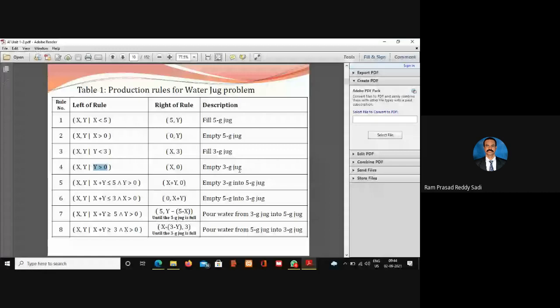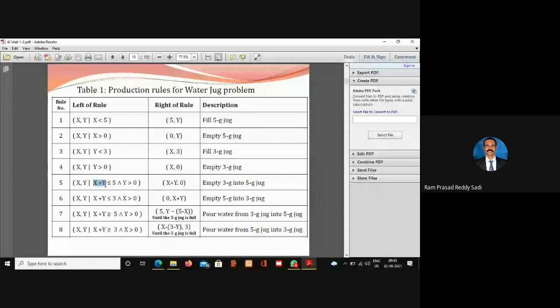So x comma y, look at this, the left side part of the rule. X comma y, x plus y is less than or equal to 5. What do you mean by that? You are pouring the water that's available in the 3-gallon jug into the 5-gallon jug. So x plus y less than, how much water do you pour? Only to its level, 5 gallons.